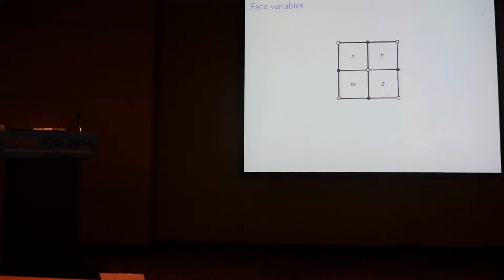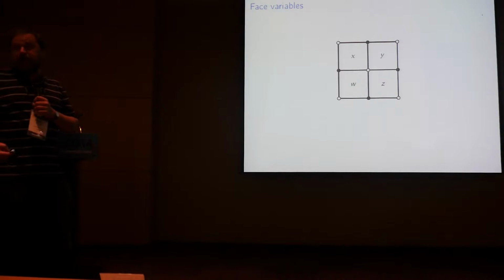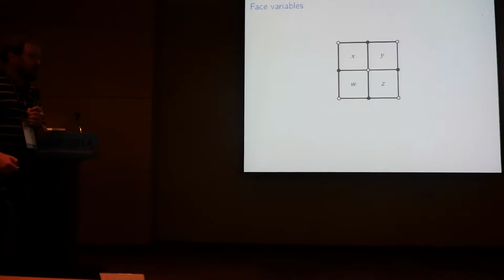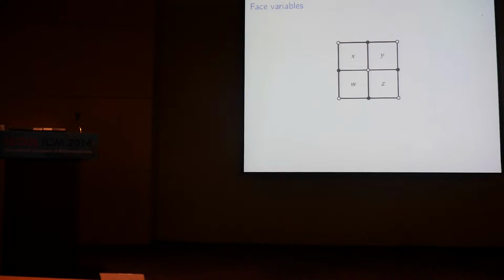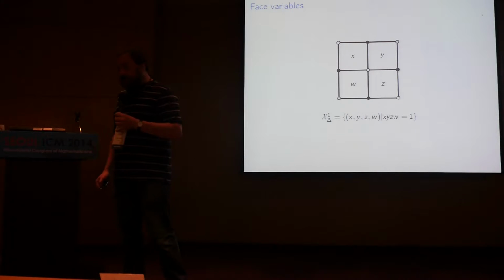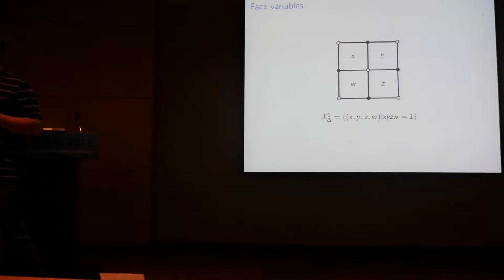So, now first I construct my space where this integrable system lives. And this space will be the space of, I just attach one variable to every face of my graph. So I have 4 faces, 4 variables, and I impose the condition that the product of these variables is equal to 1. This will be my face space. And this space should be interpreted in the following way.